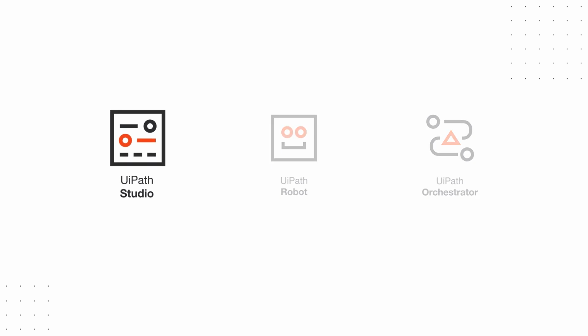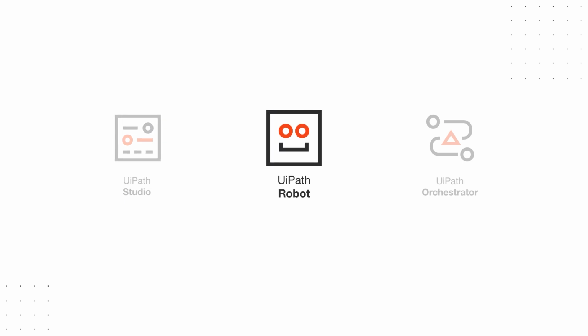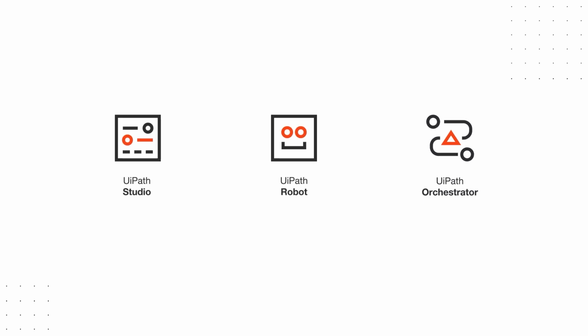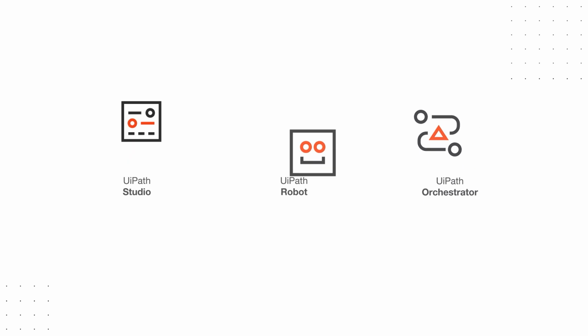UiPath Studio is a tool for building automation processes. The robot executes the processes built in UiPath Studio, published to Orchestrator or locally. UiPath Orchestrator is a web application that acts as the interface between Studio and Robot and manages, controls, and monitors automation tasks. Let's see how the core components work together.